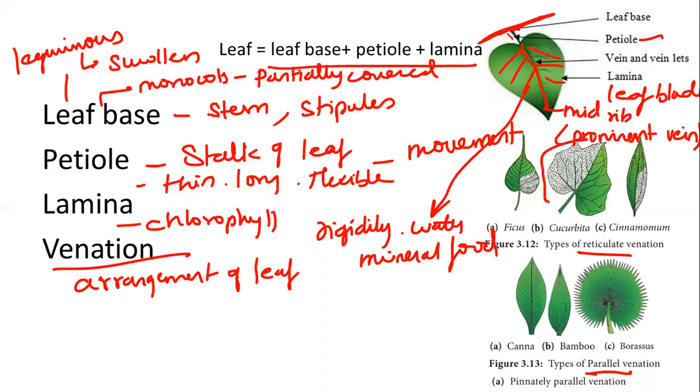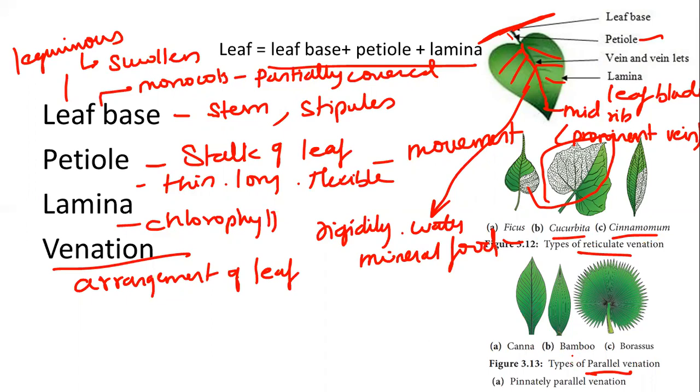You can see this is going to form a network, like a blockchain type. Examples of reticulate venation: dicot leaves, such as ficus, cucurbita, and cinnamomum.